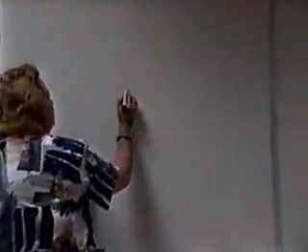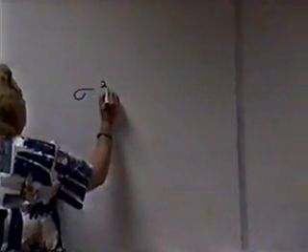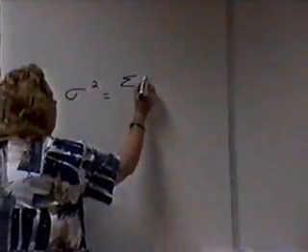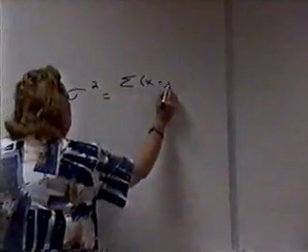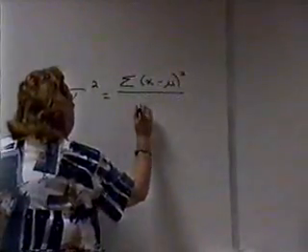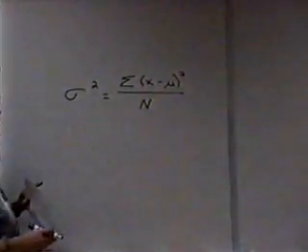The first formula I'm going to look at is the formula for the variance of a population. Remember, variance is sigma squared. Once you take the square root, that's the standard deviation. The variance for a population is the sum of each x minus the mean, squared, and divide that number by n.